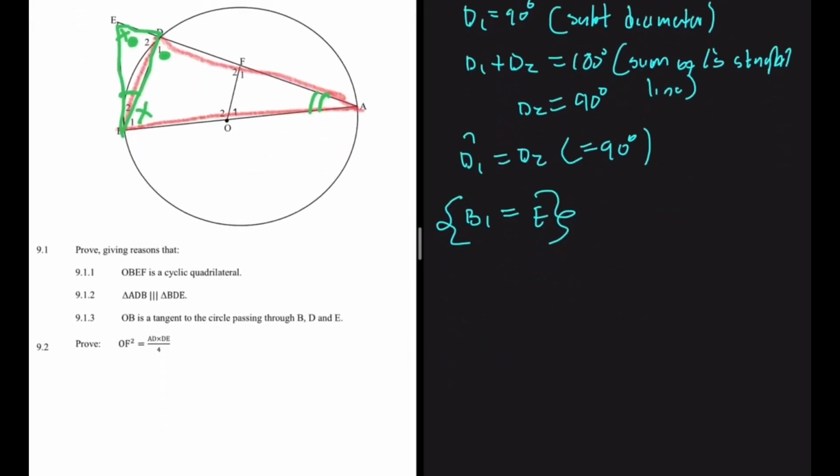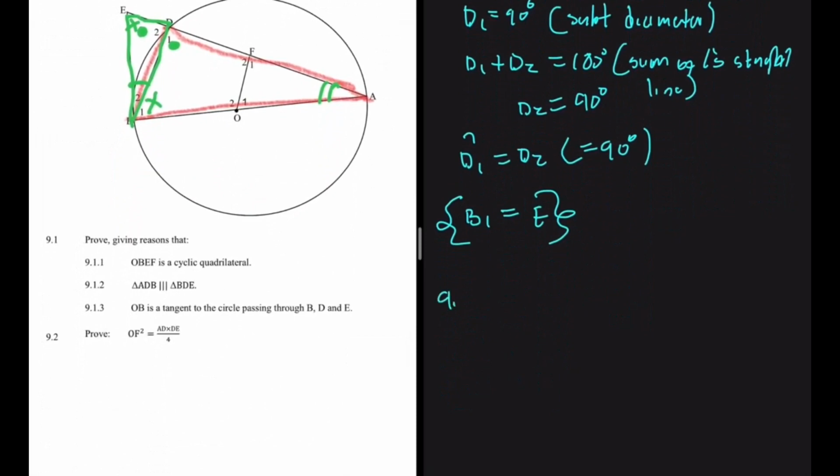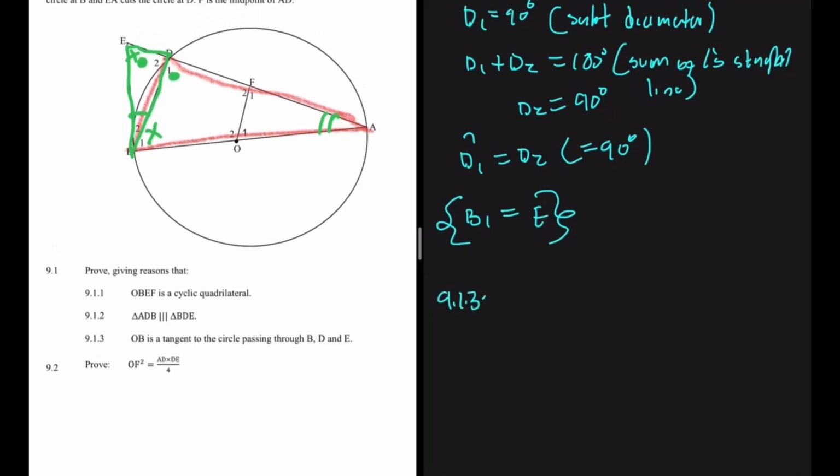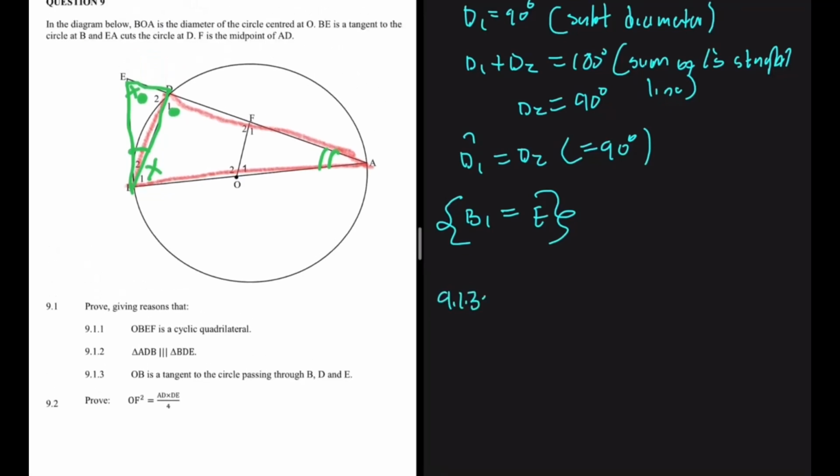So we have 9.1.3. 9.1.3 is saying, let's prove, given reasons, that OB is a tangent to the circle passing through B, D, E. So let's construct that circle so that we can have clarity, right? So it's a circle that looks something like this. It's passing through B, it's passing through D, and then it should pass through E. So it's a circle like that, right?